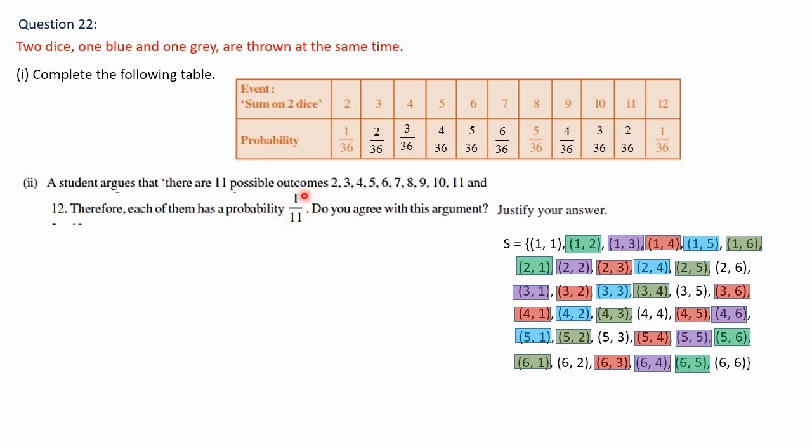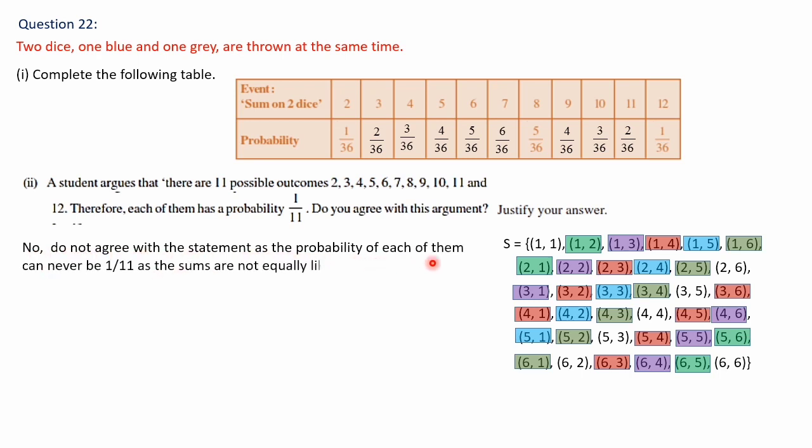Actually if the probabilities are same, we can say they are equally likely, but here the probabilities are not same. So no, do not agree with the statement, as the probability of each of them can never be 1 by 11, as the sums are not equally likely. So all the sums are not equally likely, because of that 1 by 11 probability will not be coming. So the argument is wrong. So we are not going to agree with the argument.